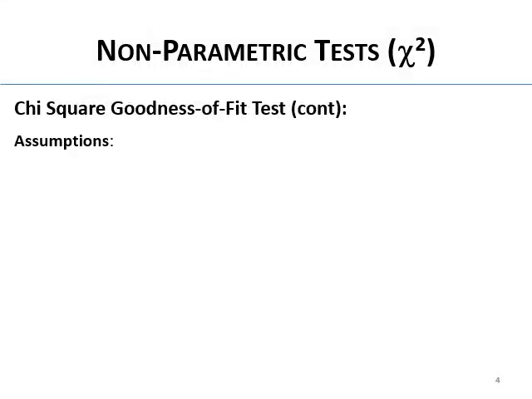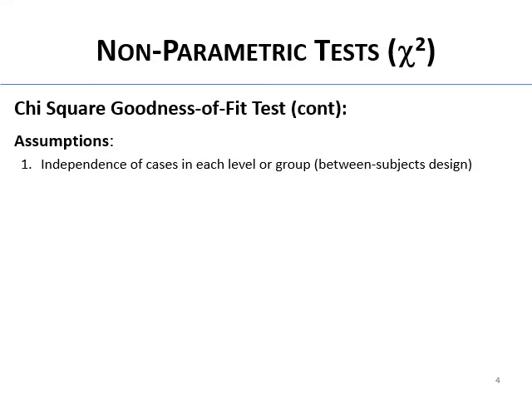So there are some assumptions of the chi-square goodness of fit test, and they're weird. And that's, again, why it's called a weed whacker test. So the first one is not that weird. You've got independence of cases in each level or group, meaning each person or thing is only counted one time. You have a between subjects design. Now, here's where they get weird.